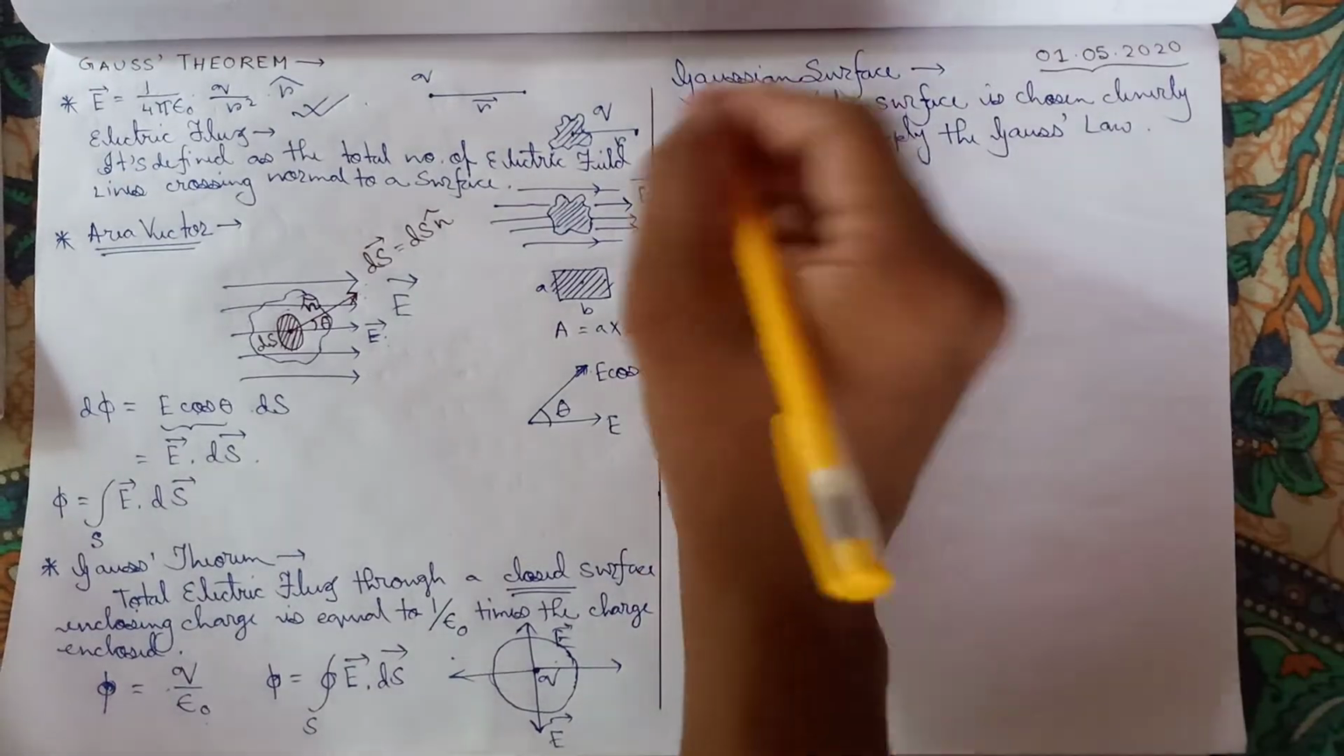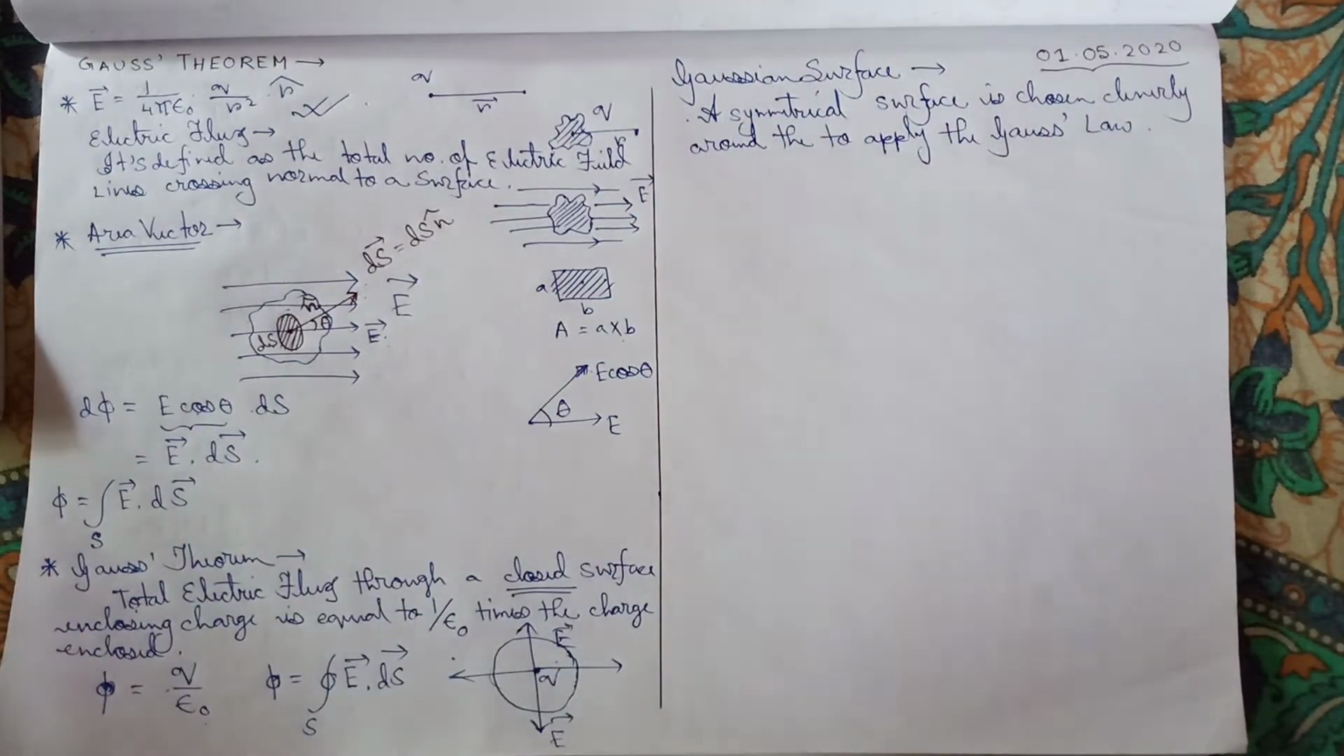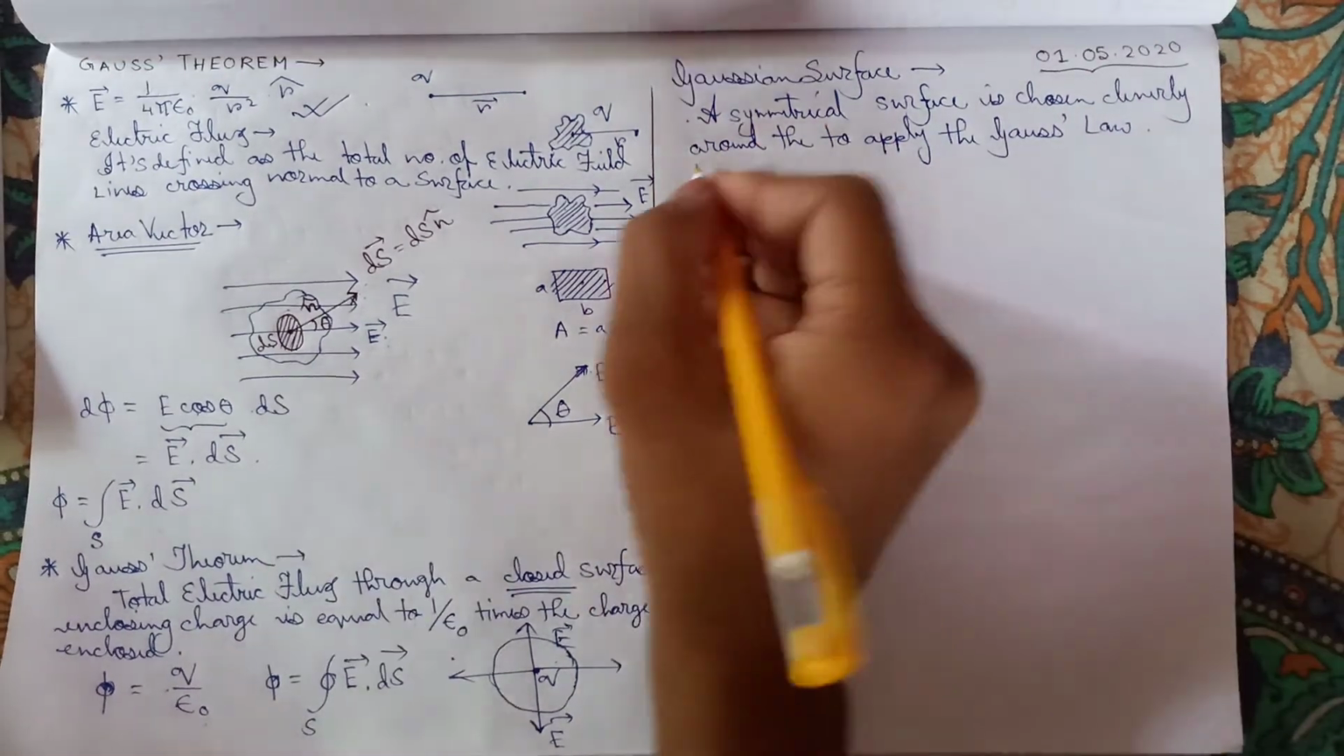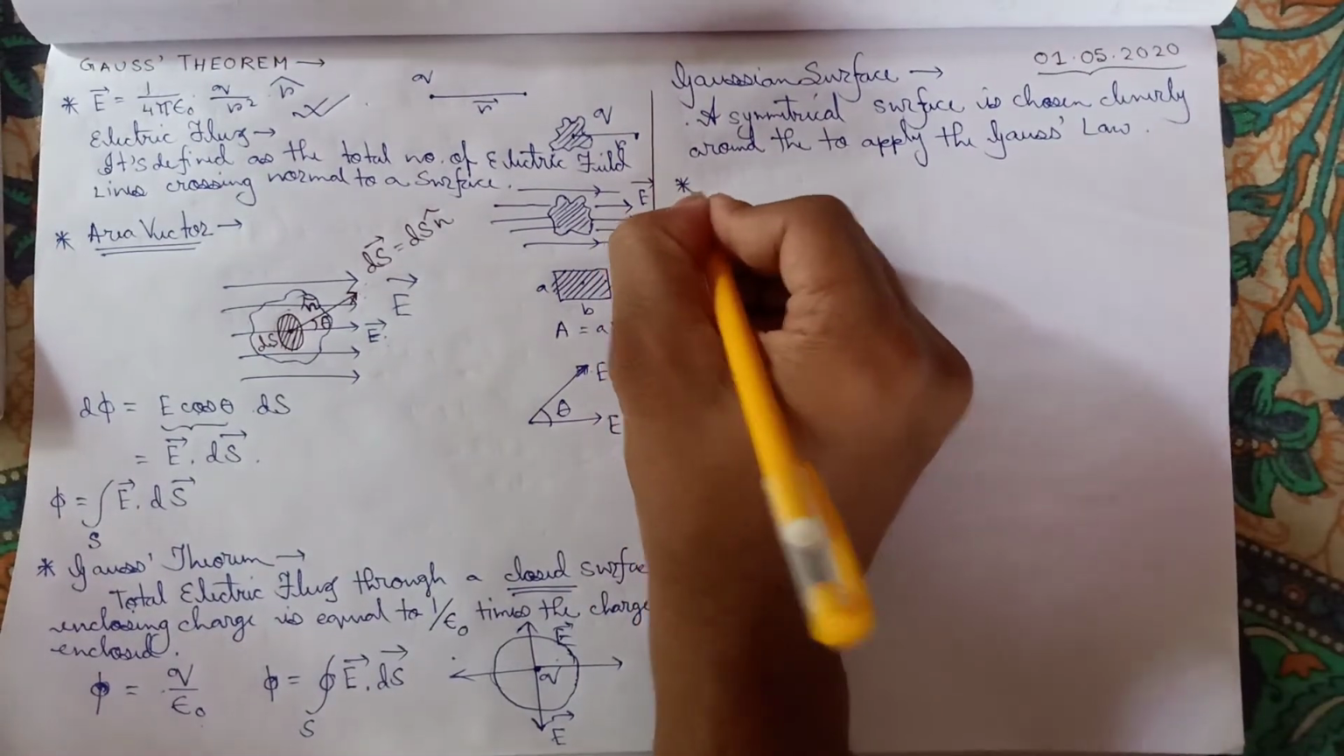Using Gauss theorem we can easily find the electric field, and we can also prove Coulomb's law. First, let's prove Gauss law for a special case.